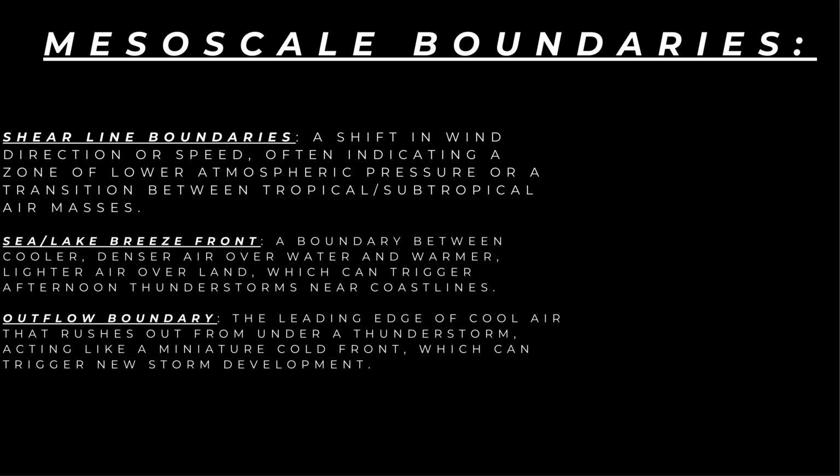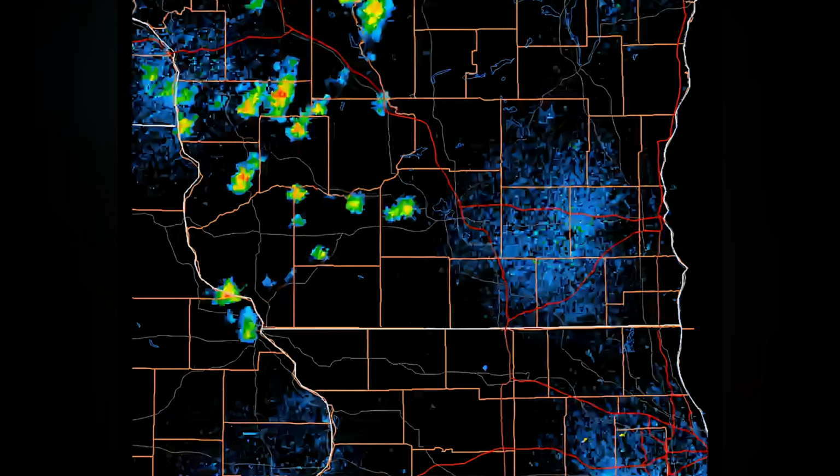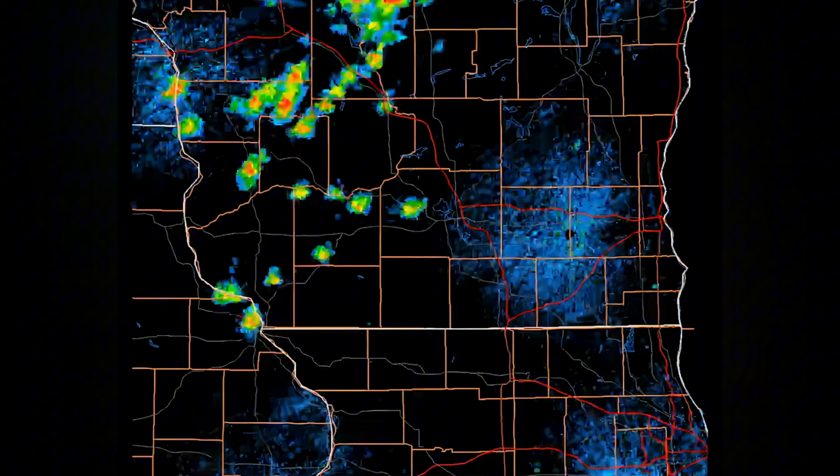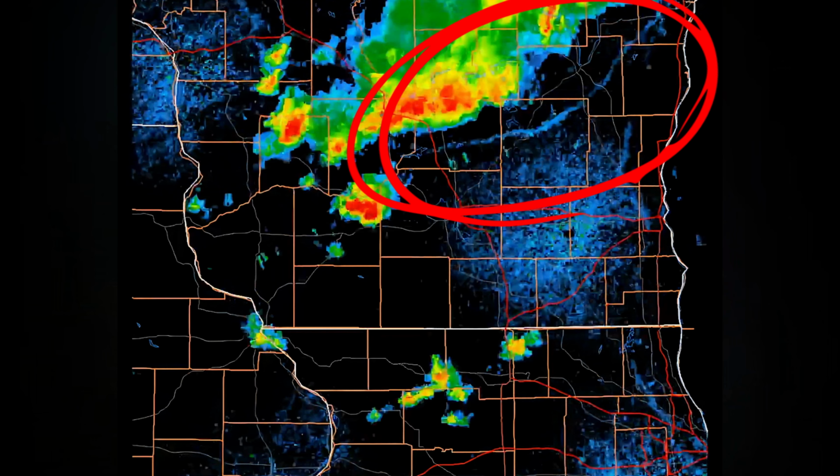Often these boundaries are visible on reflectivity radar and exhibit a bowing shape as they are propelled forward. Here is an example from 2017 of an outflow boundary being ejected into southeastern Wisconsin. Circled is the outflow boundary, and when it hits this line of unstable air, the boundary will erupt into strong, severe storms.